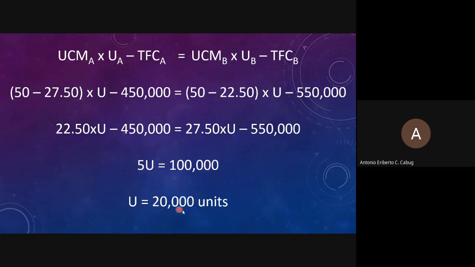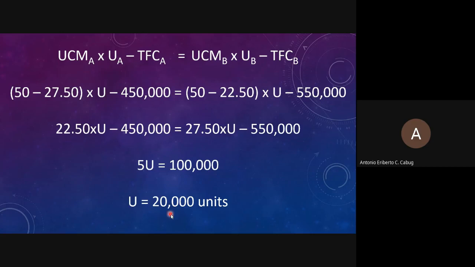Ilagay nyo ha. Ang sagot ha, 20,000, hindi yung 100K. The number of units to be sold, the indifference point. The indifference point, the number of units to be sold where it will give the same profit under both sides of the equation, whether we use the original or the new compensation package for the salesman, is 20,000 units. Nagkataon lang, no? Na yun din yung break-even point.